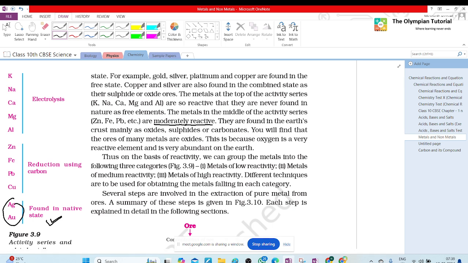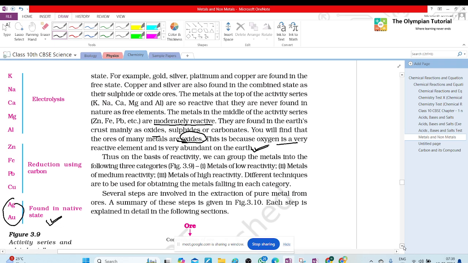You will find that the ores of many metals are oxides. This is because oxygen is a very reactive element and is abundant on Earth. Ores of many metals are oxides because oxygen is very reactive and is very abundant on the earth.